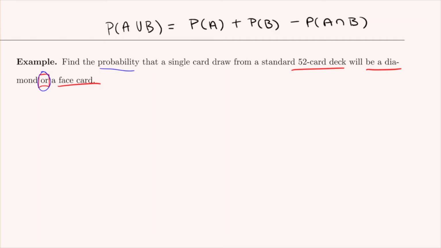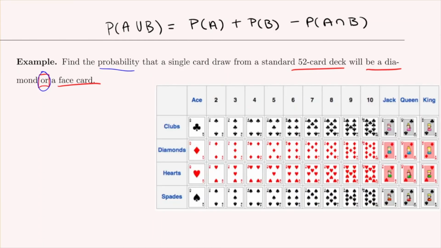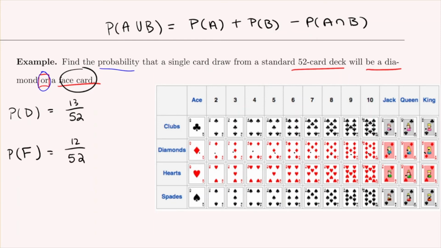Now to help us visualize this, let's bring forth our card diagram that we've seen earlier in these notes. So the probability that we get a diamond, I'll say that is D for diamond. We see there's 1, 2, 3, 4, 5, 6, 7, 8, 9, 10, 11, 12, 13 diamonds. So 13 out of the 52 is the probability of a diamond. The probability that we get a face card, let's call that F. For face cards, there's 1, 2, 3, 4, 5, 6, 7, 8, 9, 10, 11, 12 face cards. So that's 12 out of 52. Now let me highlight what we've seen so far. The diamonds I'm going to highlight in purple.